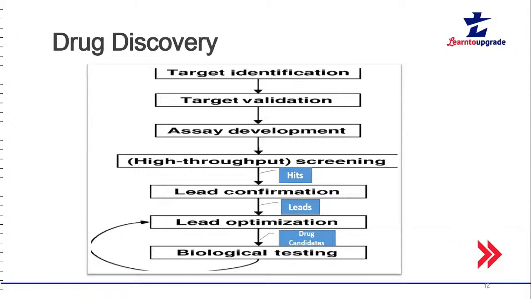Now we need to validate the target. We cannot just go with a hypothesis and say that this is my target and I just want to make a drug. No, we need to validate it with the help of different tests and other technologies. Hence, only after the validation can we say that this is my final target. So that is the target validation part. Then comes the assay development.